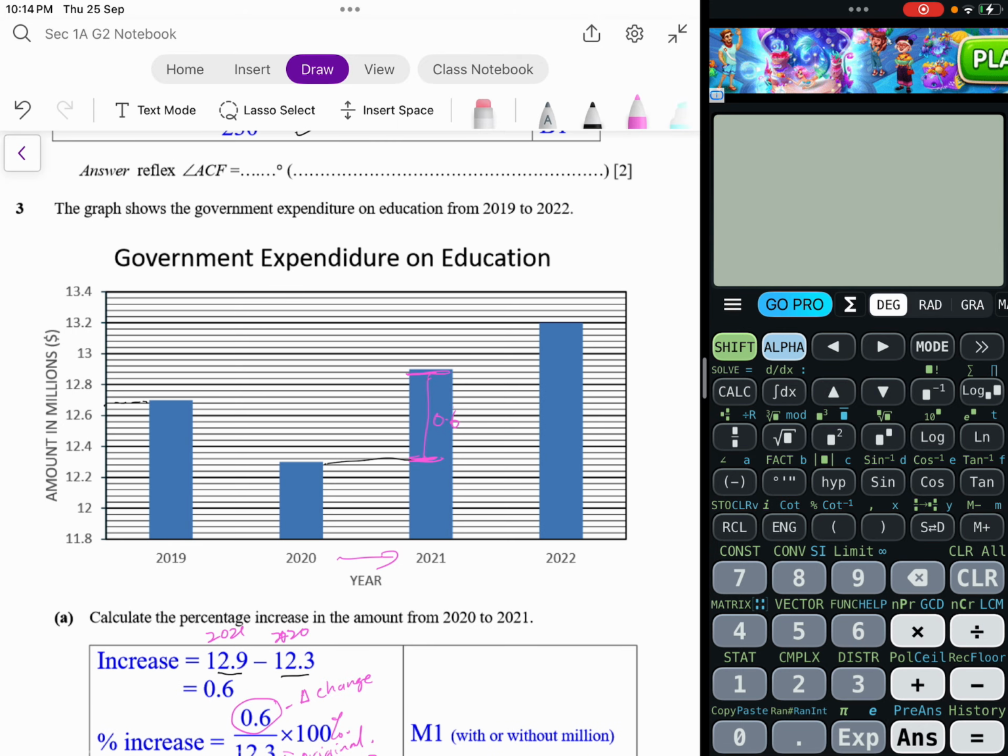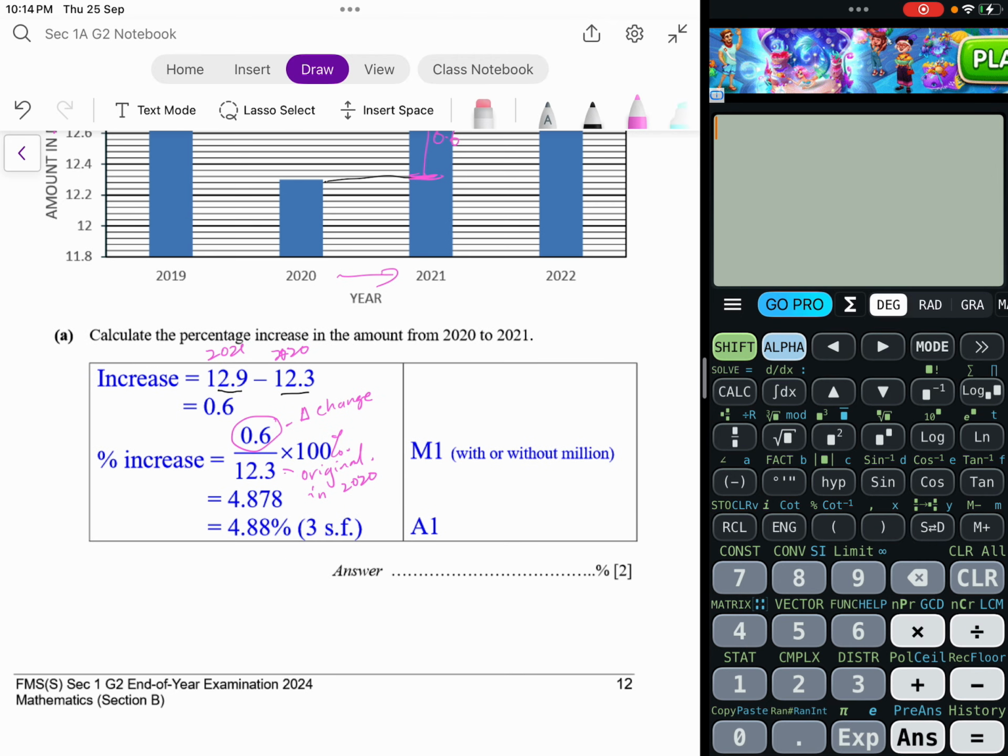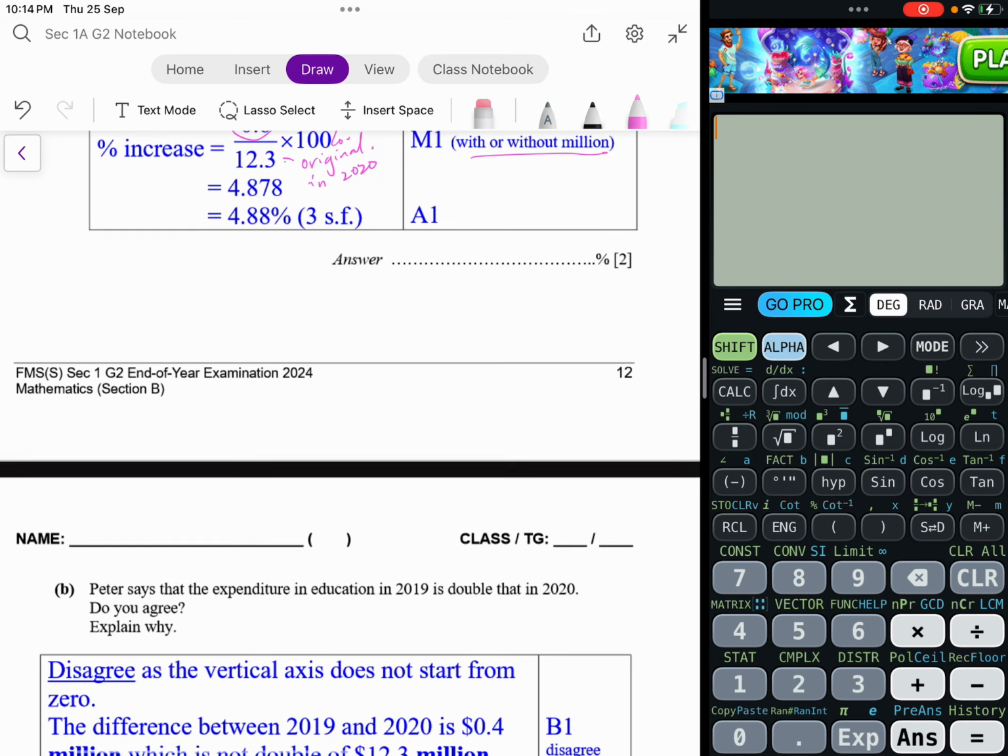Okay, so down here they put in millions, right? So this amount is in millions, but for percentage we can do it with or without millions, right?